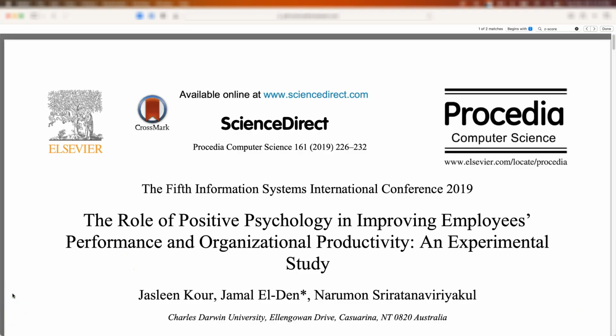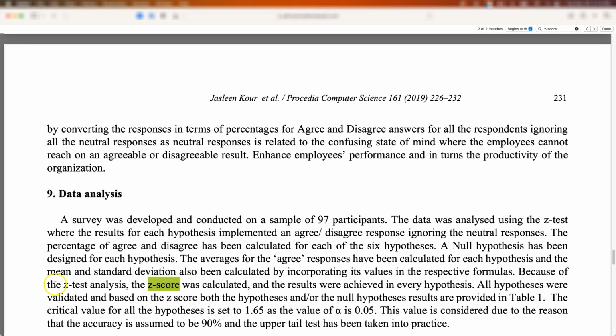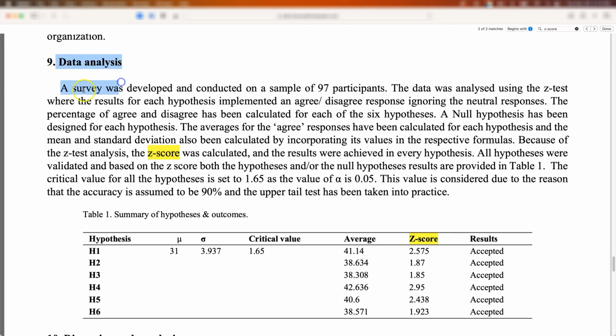So I have here an article. The field it comes from happens to be psychology, and it's about employee performance. In this study, it's an experimental study, so they were doing some tweaking of what was going on. If we skip down to the results, the data analysis here, we see they had a sample of more than 30 participants, 97, so they should be doing a z-score. And they tell us here that they did a z-test analysis, and the results were that every hypothesis they had was accepted.